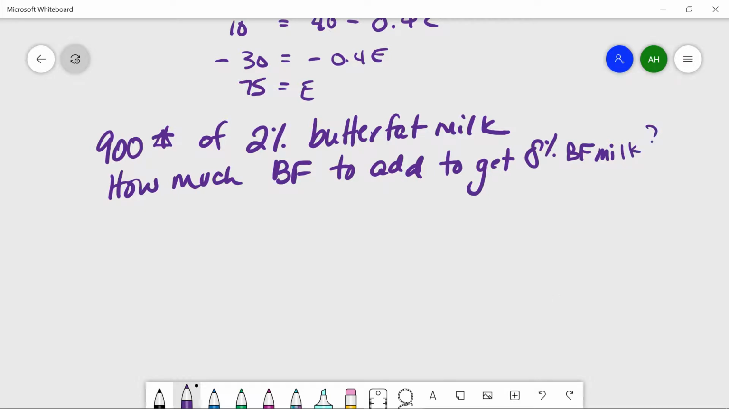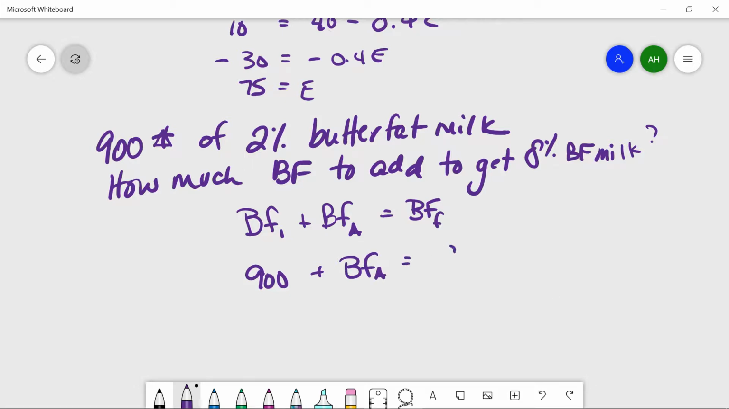Think about the fact that there's going to be the butterfat that I put in at the beginning, the butterfat that I add, and then the butterfat that I wind up with in the end, the final amount. I'm going to put in 900, add some other amount, and in the end get 900 plus this BFA.